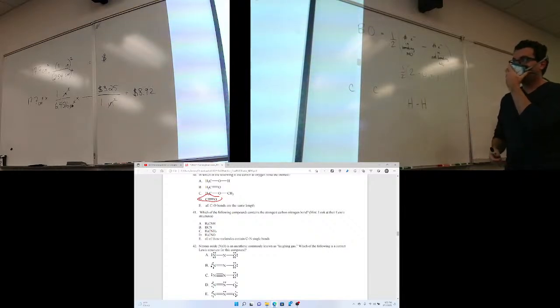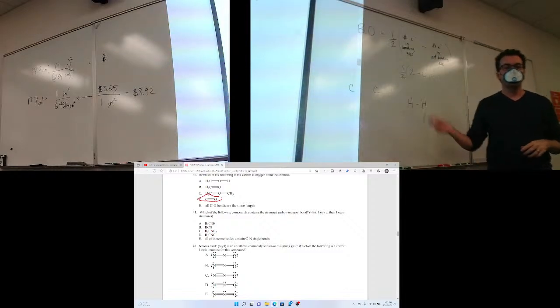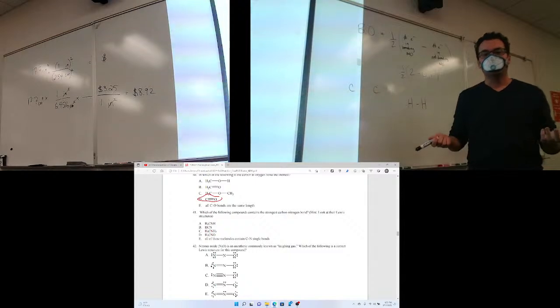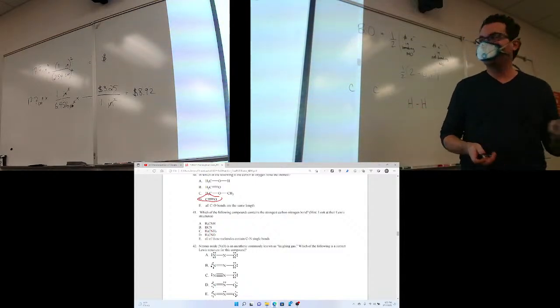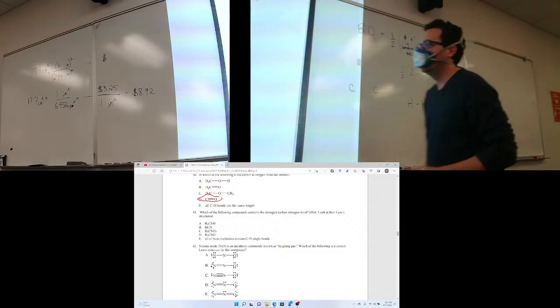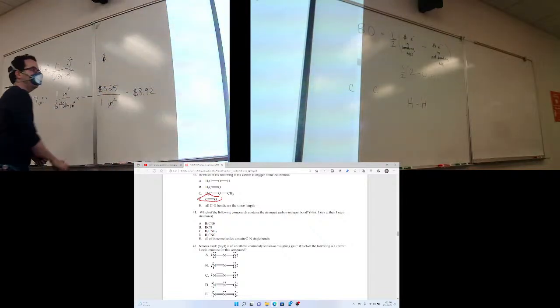Which of the following compounds contains the strongest carbon-nitrogen bond? So this is the opposite. Well, actually not the opposite. The strongest bond is going to be the shortest. But we're also looking for high bond order. So none of these are drawings. We're going to have to draw these. It's a little tedious. You could do the shortcut here.